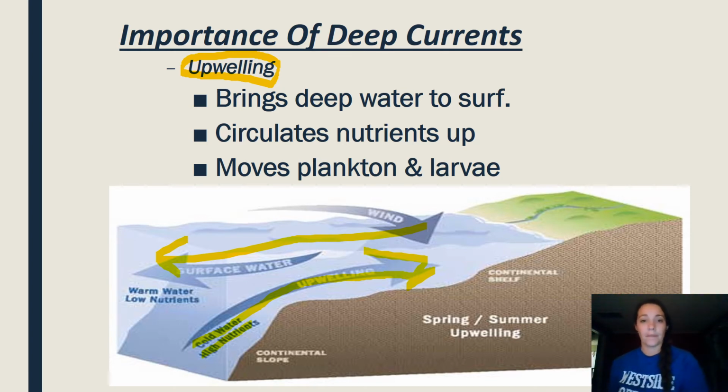Upwelling circulates nutrients, and this also moves things like plankton and larvae. Plankton and larvae are a main food source for a lot of large animals that we learned about in our endangered species project.